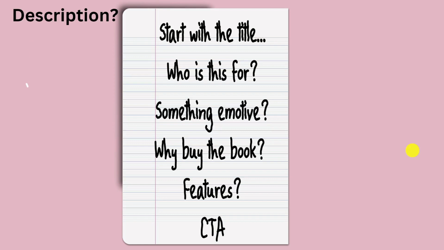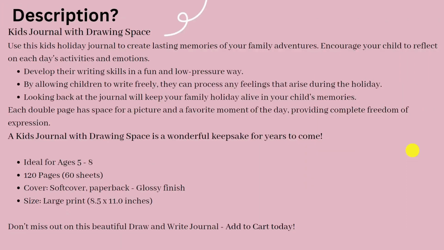Add in some features, but don't just do this on its own. I think just having features is a bit dry. By features I mean things like how many pages it's got, the size of the book, the kind of boring stuff. And then always, like I said, leave a call to action. So for our example of our kids journal with drawing space, I've written this out, and you can pause the video and read it now if you wish to, but you'll see this again once I go inside the builder and add all of this information into Amazon.